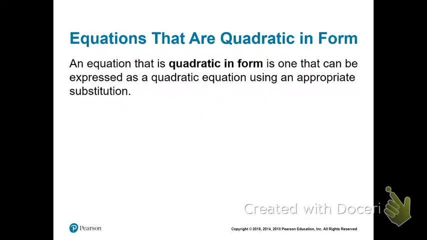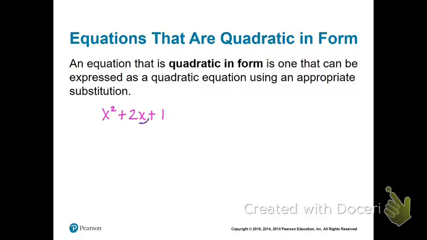So an equation that is quadratic in form is one that can be expressed as a quadratic equation using an appropriate substitution. So when we're looking at a quadratic equation, let's just look at, let's say, x squared plus 2x plus 1. Okay, so we know that this is quadratic. One, because we always say the largest exponent is x squared, right? And our exponents are in descending order.